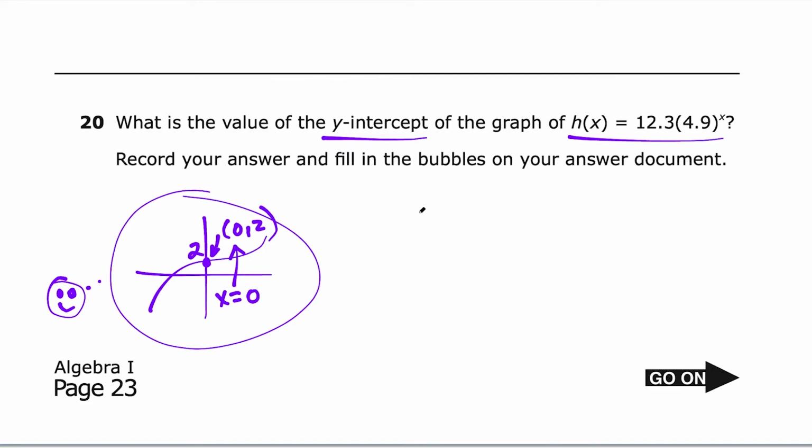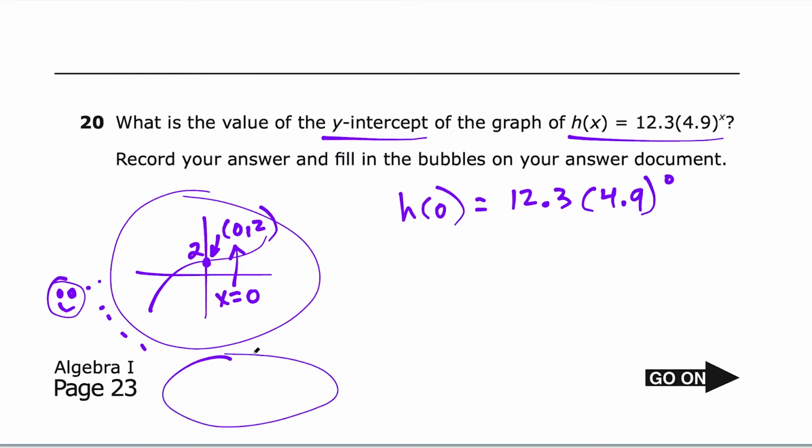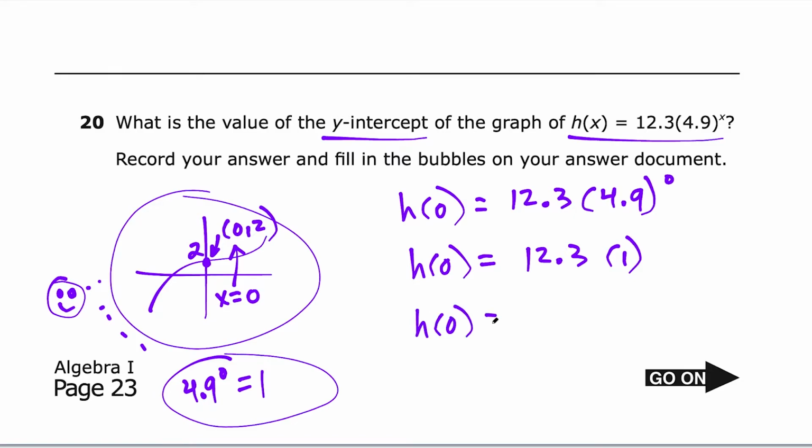So if I want to find a y-intercept, I just plug in x equals 0 to the function, and that's going to give me 12.3 times 4.9 to the power 0. So the next thing I'm thinking of is how do I deal with that 0 exponent? If I have something like 4.9 to the 0, that's just going to be equal to 1. So I have h of 0 equals 12.3 times 1, and that's going to tell us that h of 0 is equal to 12.3. So the value of the y-intercept is going to be 12.3.